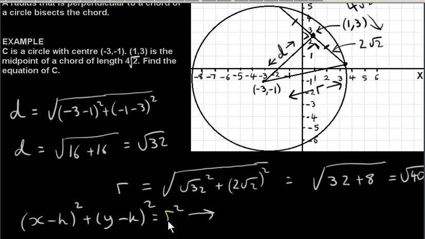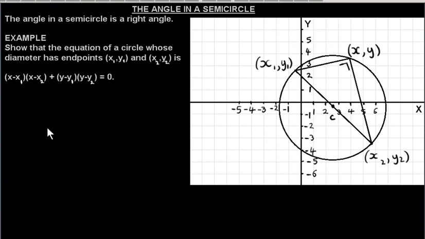We know that this is the general equation of any circle, (x minus h) squared plus (y minus k) squared equals r squared, where (h, k) is the center and r is the radius. H is -3, so x minus h is x plus 3. K is -1, so y minus -1 is y plus 1. And the radius is root 40. Root 40 squared is just 40. So this is the equation of C.